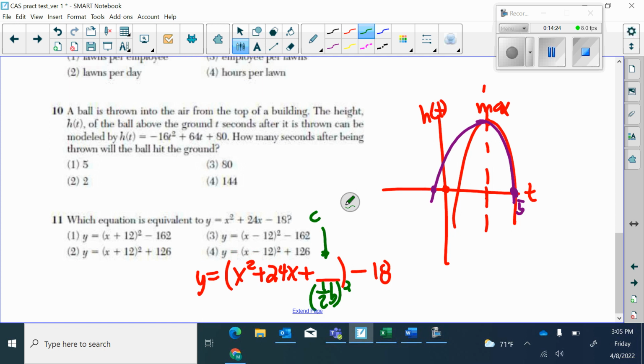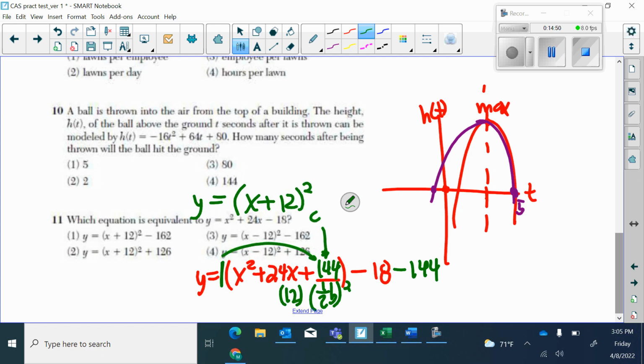So half of b is 12. 12 squared is 144. Now notice that 144 in there. I added it. It's 1 times 144 is 144. So since I'm keeping it on the same side, I need to subtract off 144. Now 144 minus 144 is 0. I haven't changed the problem at all. So notice now I get y equals x plus 12 squared, because if you do your half of b right with that sign, it's always going to be right there, and negative 18 and negative 144 is negative 162.